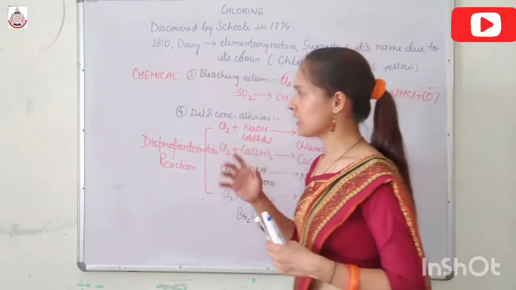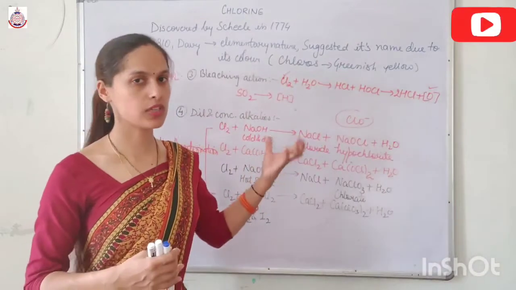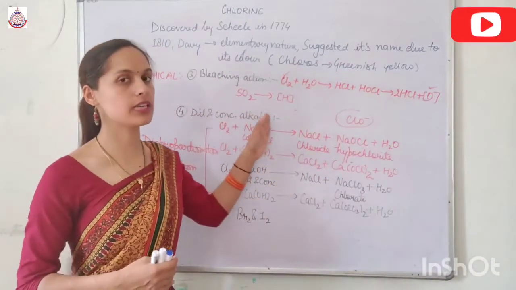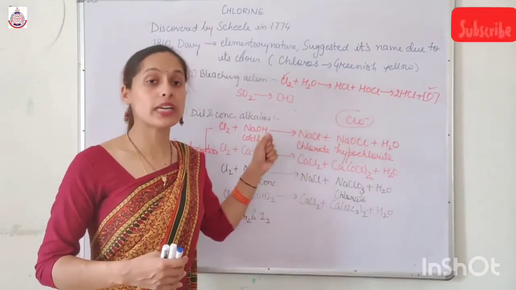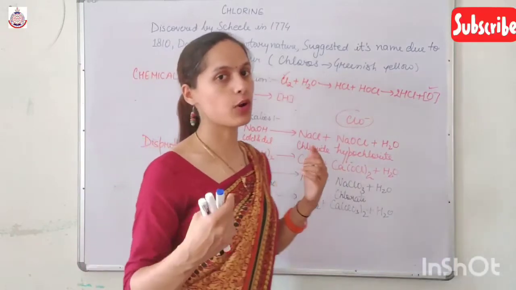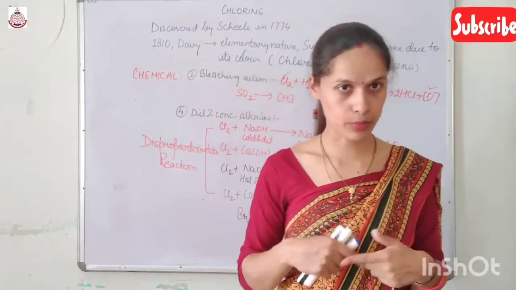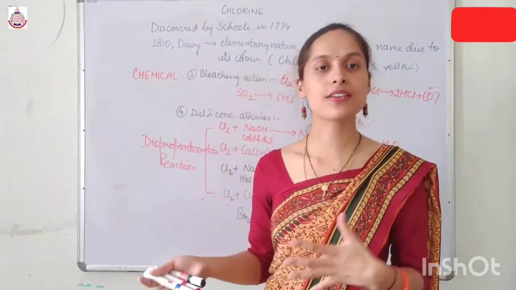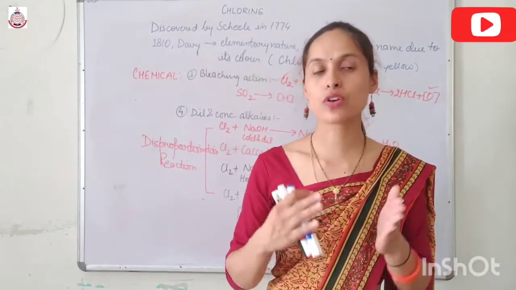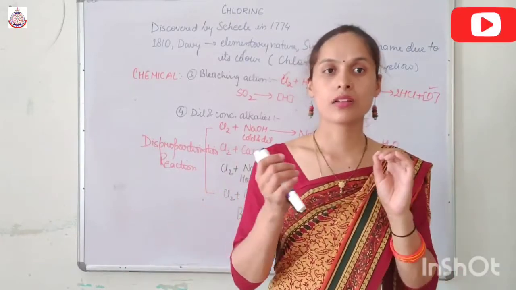So this is another chemical property of chlorine, that is the reaction with dilute and concentrated alkali. With dilute and cold alkali, it forms a mixture of chloride and hypochlorite, and with hot and concentrated alkali, it forms a mixture of chloride and chlorate.